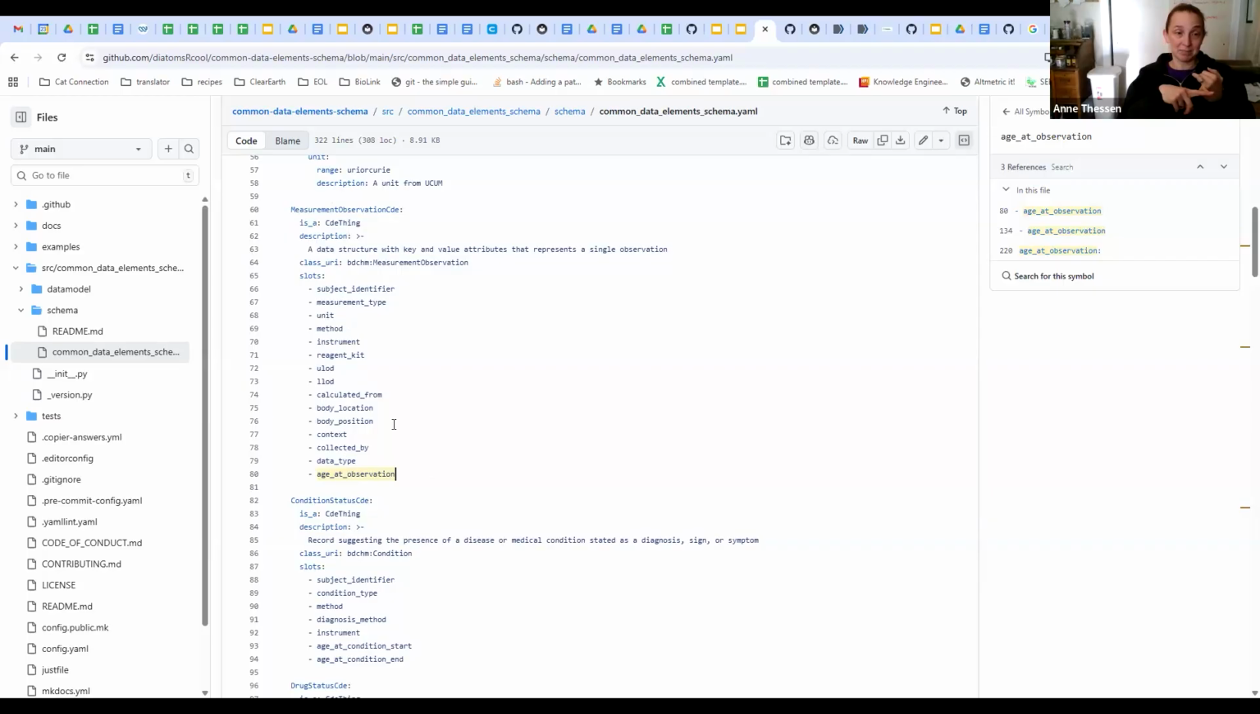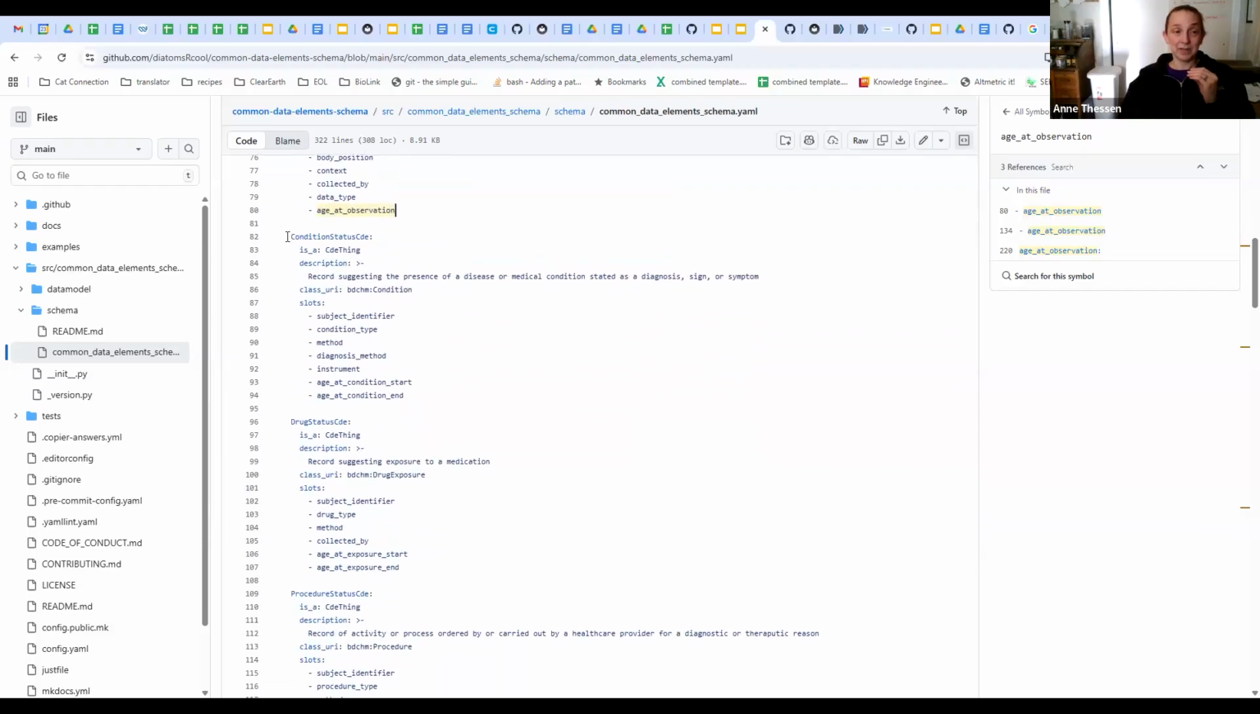And did you fast before you took this measurement? And those are all things that you need to know. So that's kind of what I'm trying to capture here in these biomedical examples. Or here's one for condition status, like when someone is reporting that they have a disease or a problem, these are all the things you need to know about it.